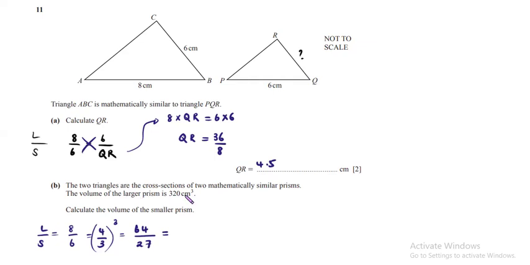So the volume of the larger shape is given. The large shape's value is the one that is written at the top in my scale factor. So I'm going to write it as 320 at the top. And I need to find what is at the bottom, that is the smaller shape's volume. So I'm going to label this as V. I'm going to cross multiply to find what this V is.